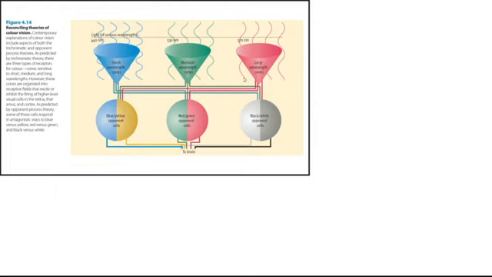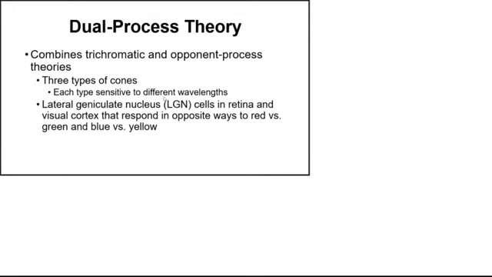But instead of just having 3 types of cones, we're now talking about another type of cell that will act like the opponent process theory proposed. Wrong way. So these are our lateral geniculate nucleus cells, or LGN cells, because that is way too hard to say repeatedly.